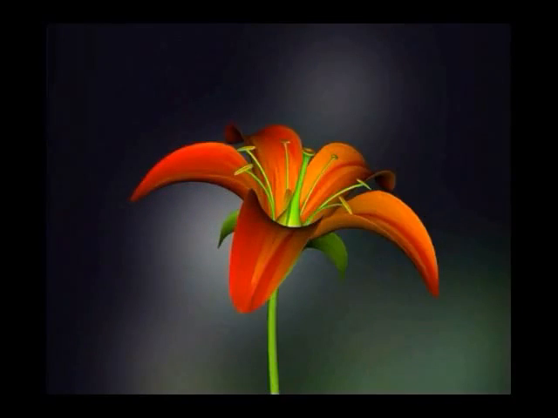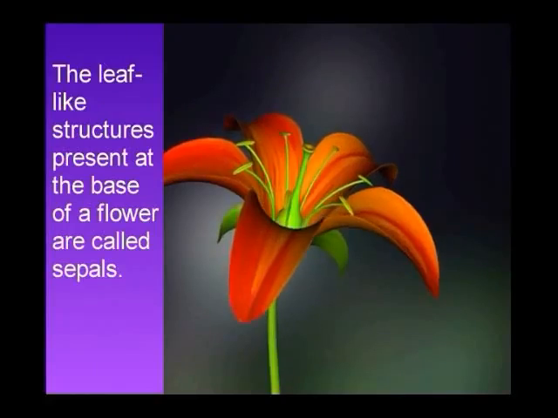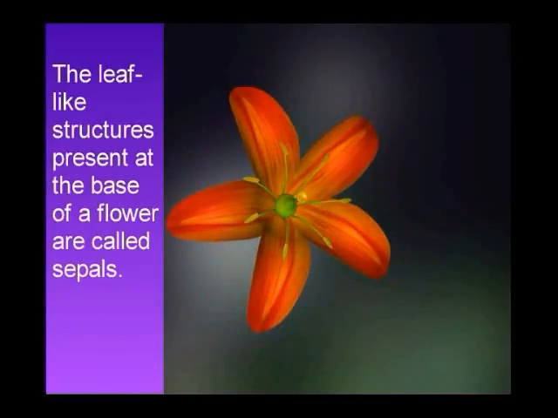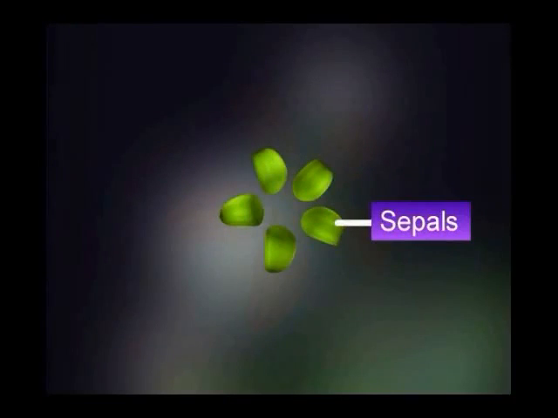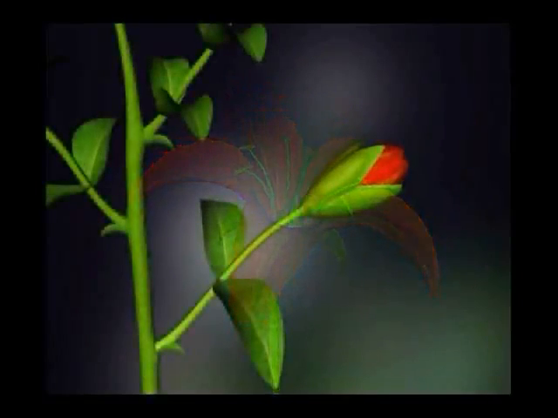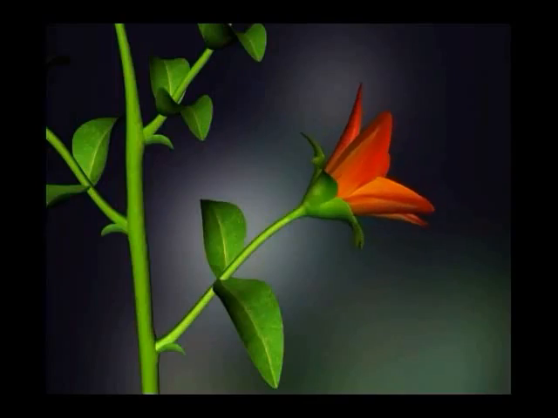In a flower, there are a number of leaf-like structures at the base of the flower and around the bud. These leaf-like structures are called sepals, and they protect the flower when it is developing from a bud to a flower.